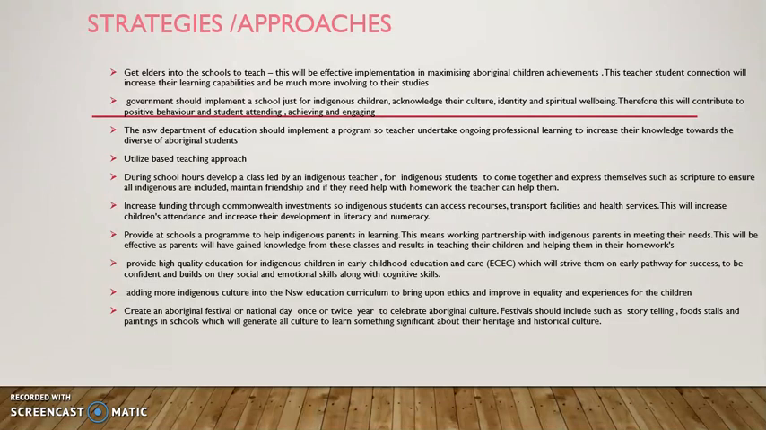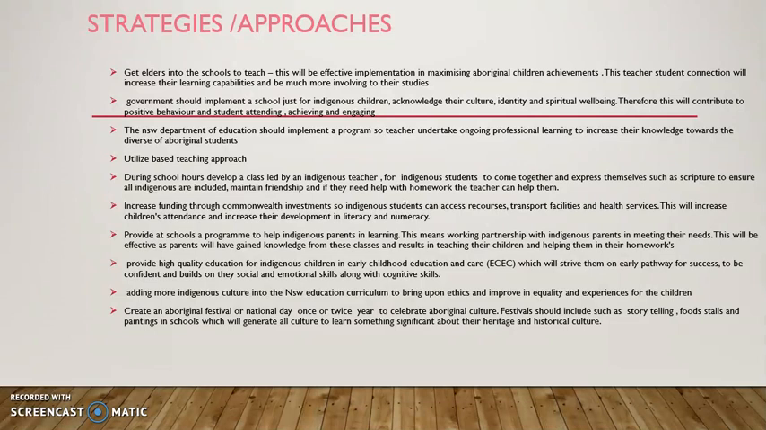utilizing a place-based teaching approach. During school hours, develop a class led by an Indigenous teacher for Indigenous students to come together and express themselves such as scripture to ensure all Indigenous are included, maintain friendship, and if they need help with homework, the teacher can help them. Increase funding through Commonwealth investments so students can access all resources, transport facilities and health services. This will increase student attendance, increase the development in literacy and numeracy.